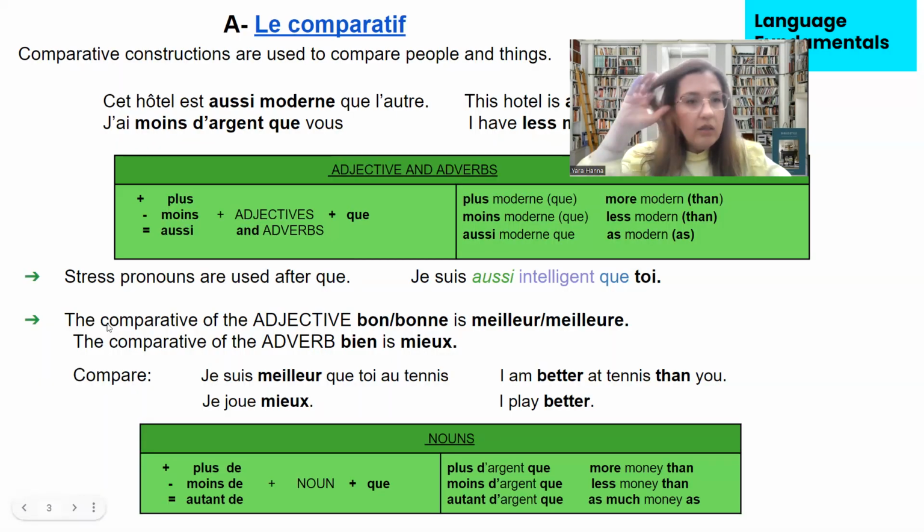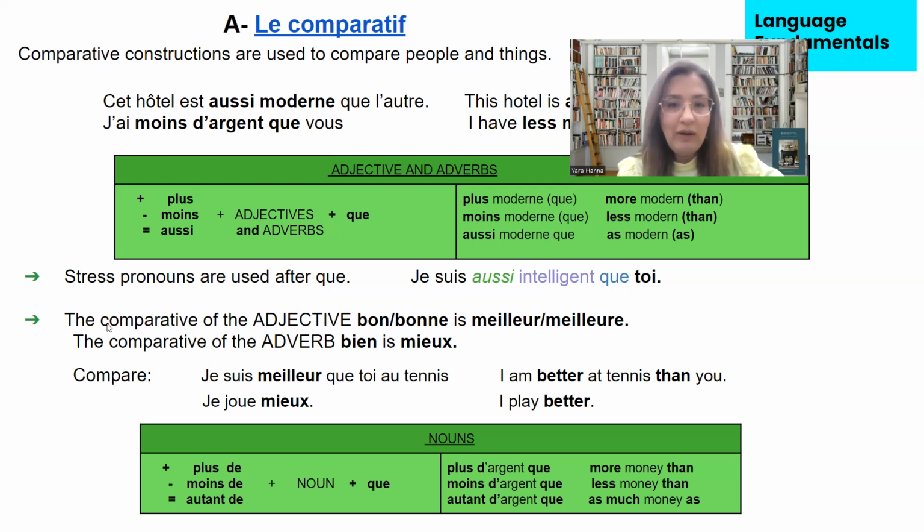Pardon. The comparative of the adjective bon and bonne is meilleur, and meilleure with an e in the feminine. The comparative of the adverb bien is mieux. So bon and bonne are adjectives. Bien and mieux are adverbs, right? The adverb describes the verb, while the adjective describes a person or a thing.